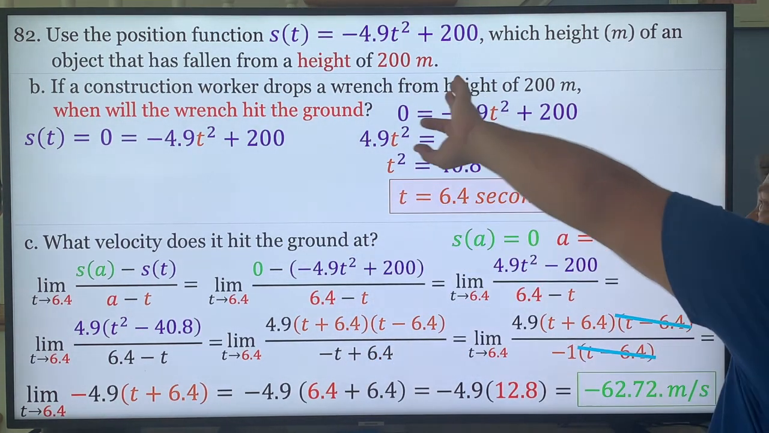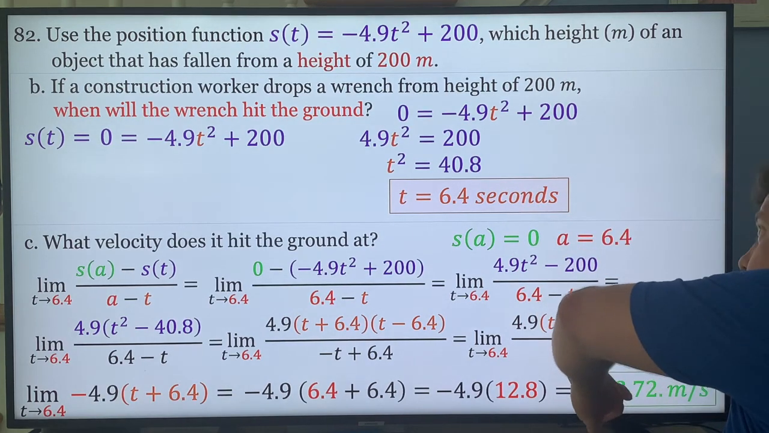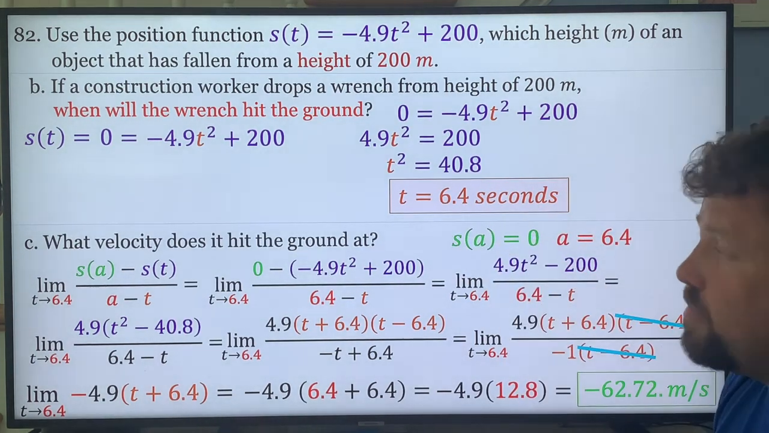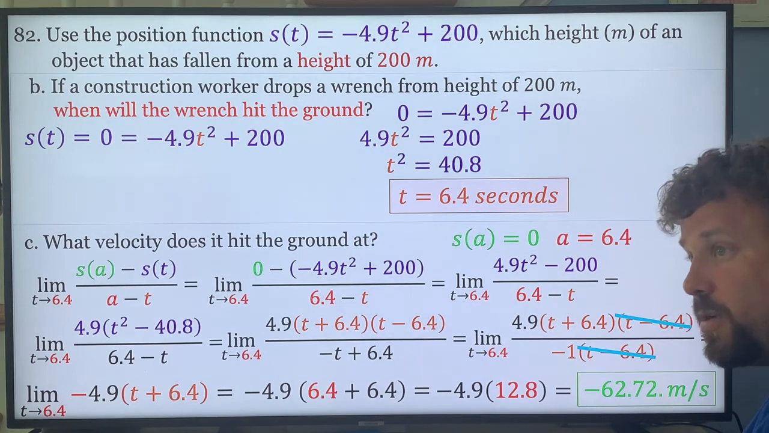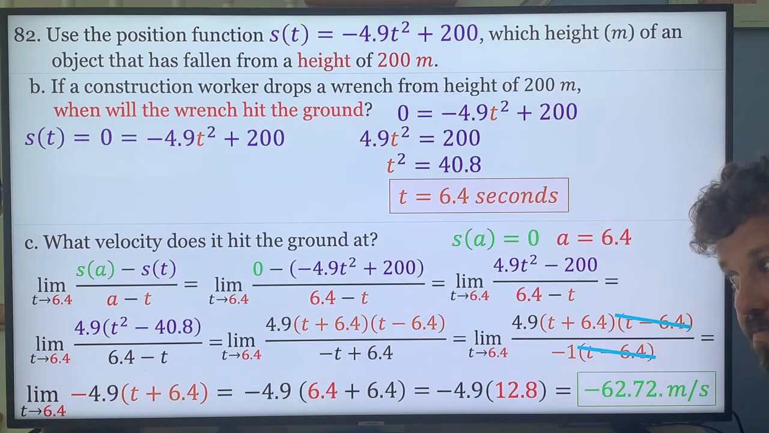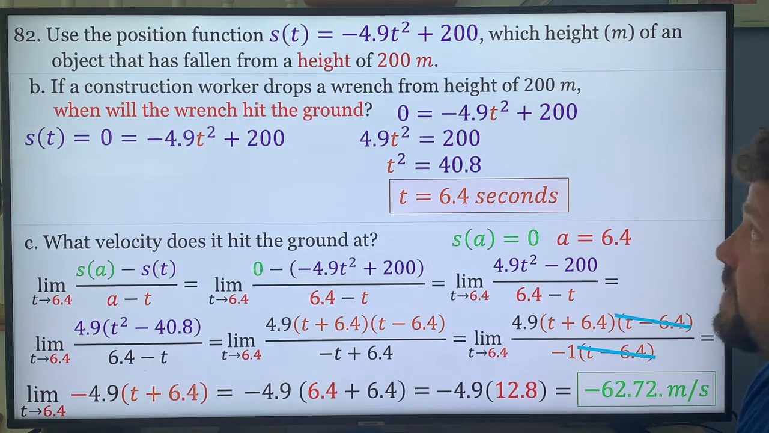That's why at only 200 meters, it takes just as much time. The other one was going over twice as fast when it hits the ground. So, probably not as heavy as a wrench or something like that.